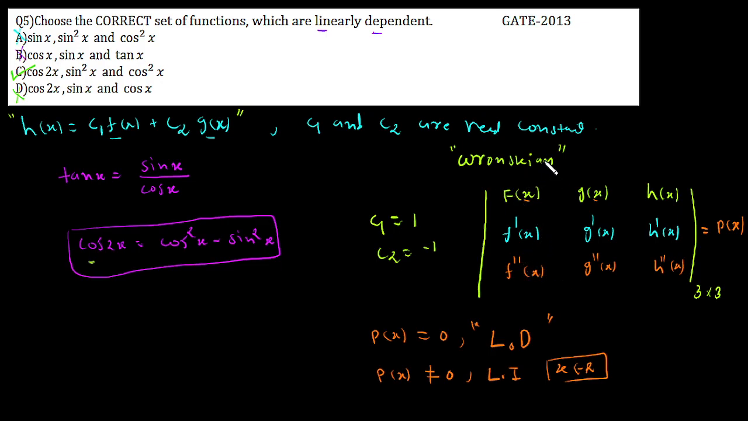But here the Wronskian may have any order depending on the number of functions. It may be of order 4 cross 4 or 5 cross 5, and accordingly we have to go up to that derivative. Here we have three functions, so we go up to the second order derivative. In general, if I have n functions, then I have to go to the n minus 1th derivative, because the highest derivative is one less than the number of functions. In this way you can easily check the linear dependency of any general functions. So now let's move to the next question.